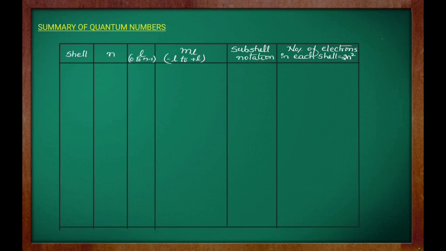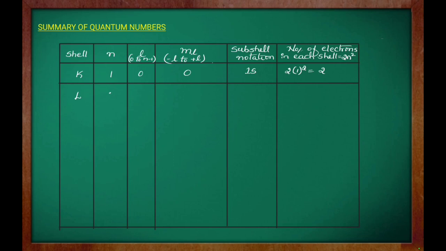To begin with, we will start with K shell. The corresponding principal quantum number is 1 and the azimuthal quantum number can take values from 0 to n minus 1. So, the l value is 0. The corresponding ml value will be 0. So, the subshell notation here is s and it is corresponding to the principal quantum number 1. So, it is 1s. Coming to the total number of electrons, it is given by 2n square and the n value is 1 here. So, 2 into 1 square. So, total number of electrons is 2.